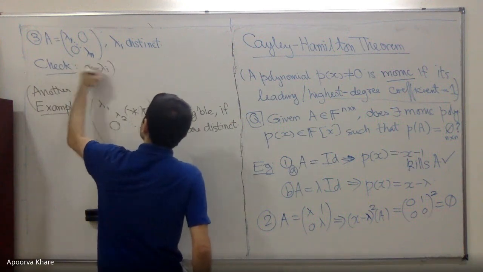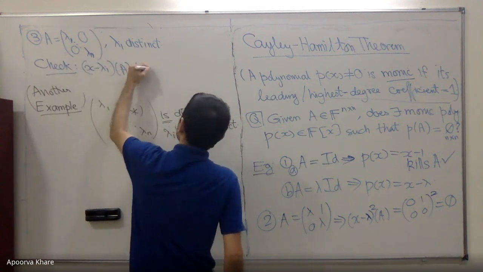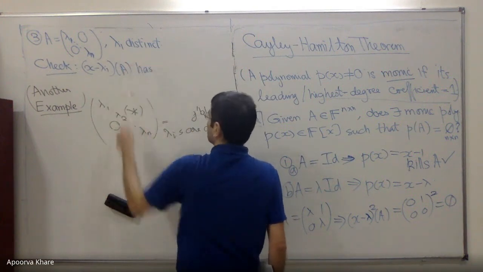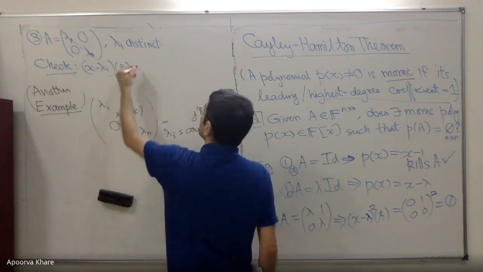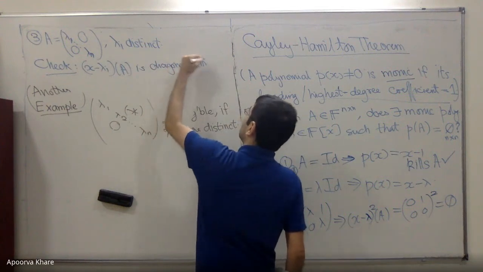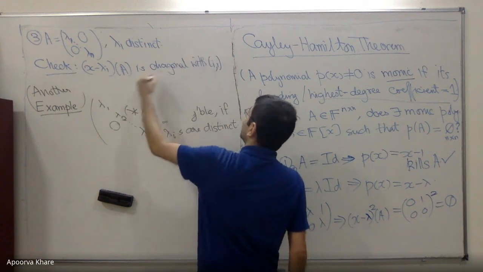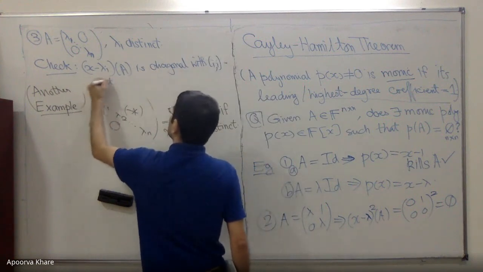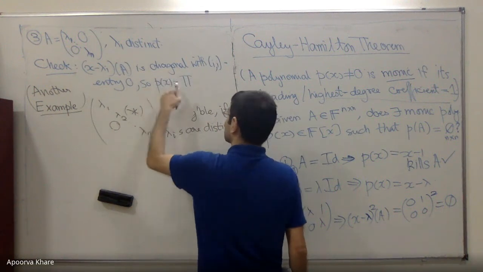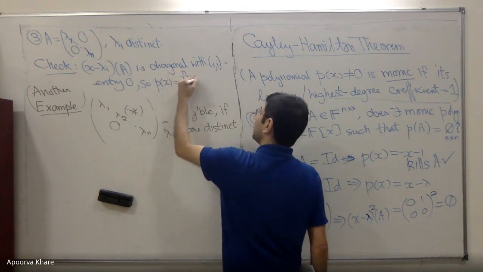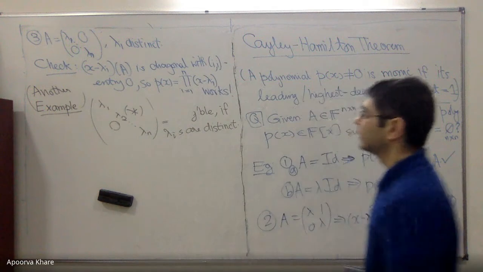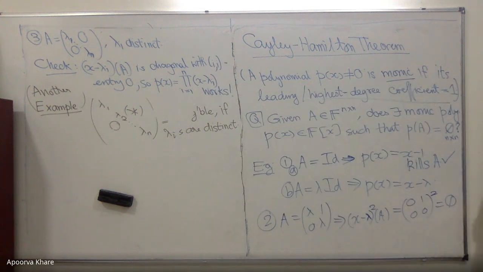X minus lambda I applied to A is diagonal with I entry 0. Oh, sorry. Is diagonal, sorry. So this is obvious, I mean. So P of x equals the product. So check that this works. Check that P of x equals the product for I from 1 to n of x minus lambda I works. This is a monic polynomial which will kill the matrix A.